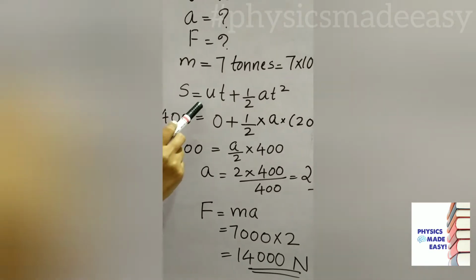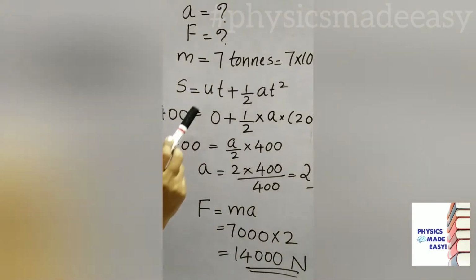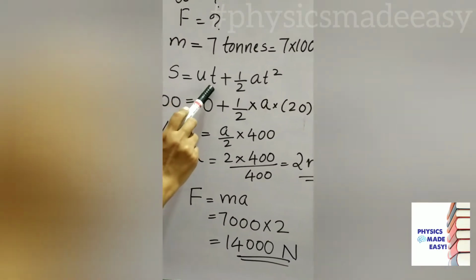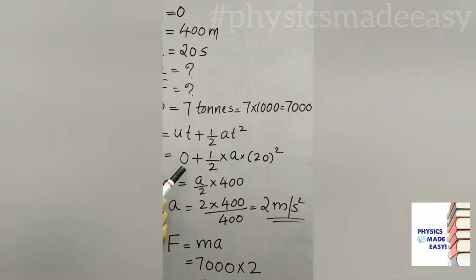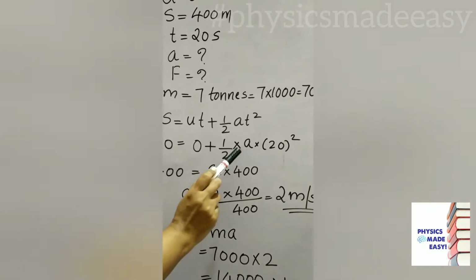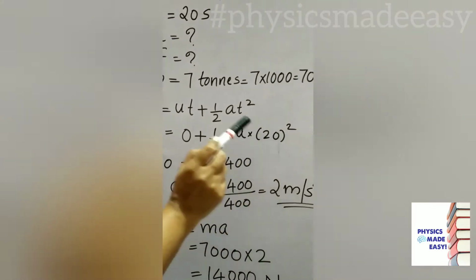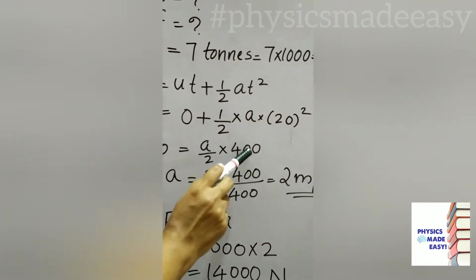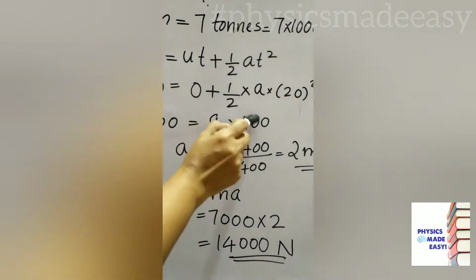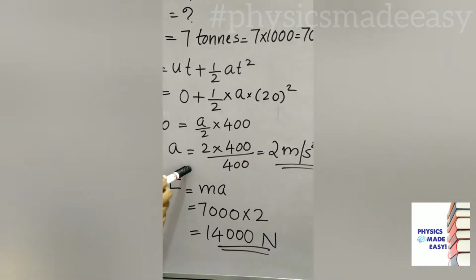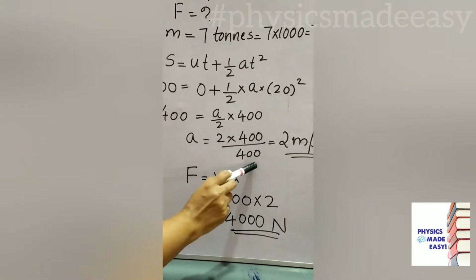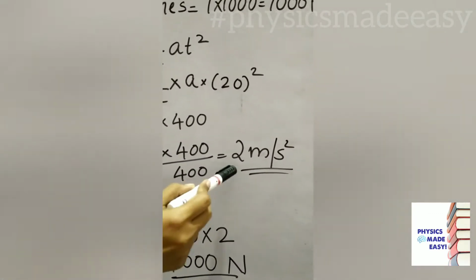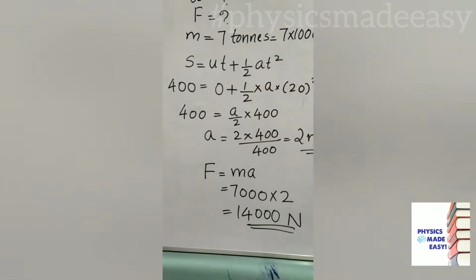s is equal to ut plus half at square. Then substitute the values. 400 is equal to 0 into t, 0 into 20, that will be 0, plus half into a into 20 the whole square. Here 400 is equal to a by 2 into 400. We can cancel from here also, no problem. a is equal to 2 into 400 divided by 400. We can cancel this 400, then you will get 2 meter per second square, that is the acceleration.